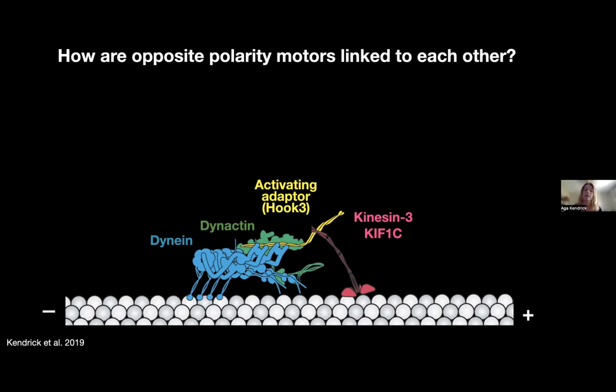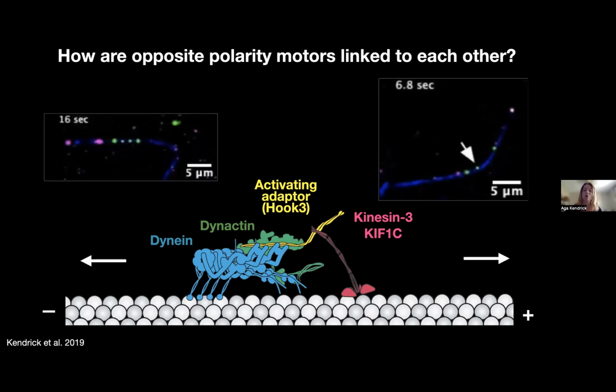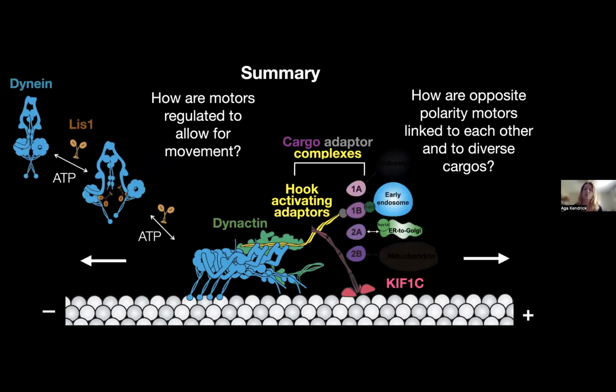So to test this, I used in vitro reconstitution with purified components and TIRF microscopy, and showed that in an in vitro system, dynein and KIF1C are scaffolded by HOOK3 for bidirectional motility, as shown in these movies where microtubules are in blue and the motors are either in magenta or green. So what I've shown you today is some mechanisms of motor regulation, as well as how motors could be linked to each other and to cargos.